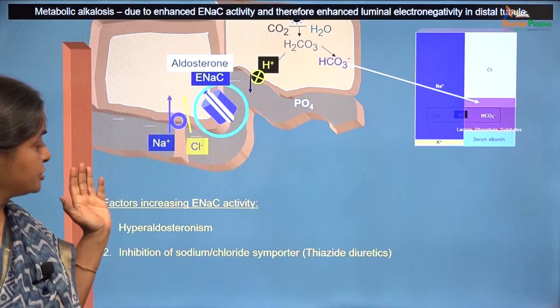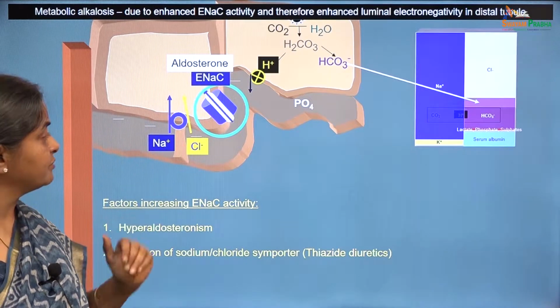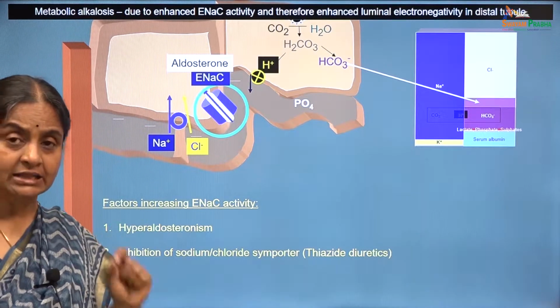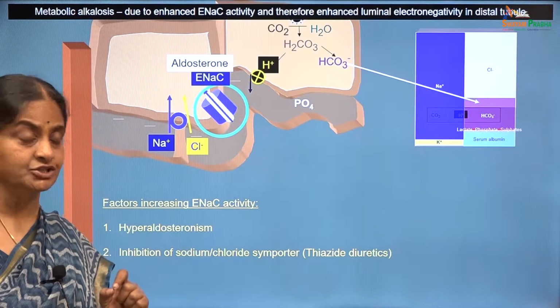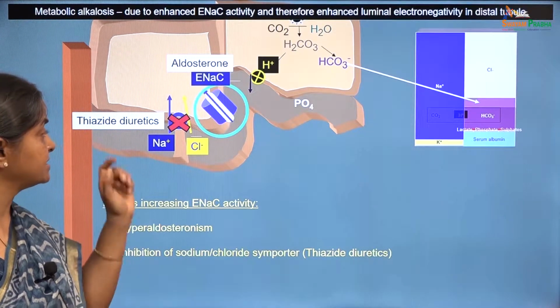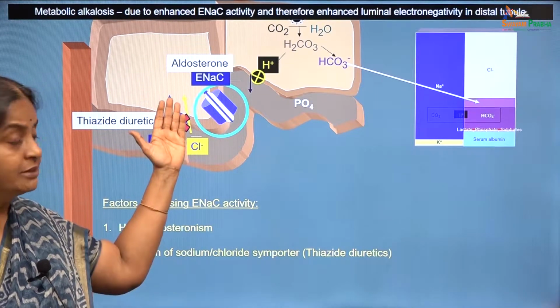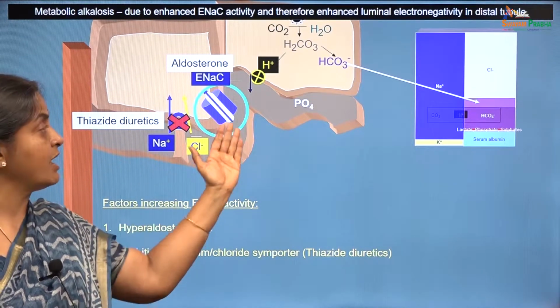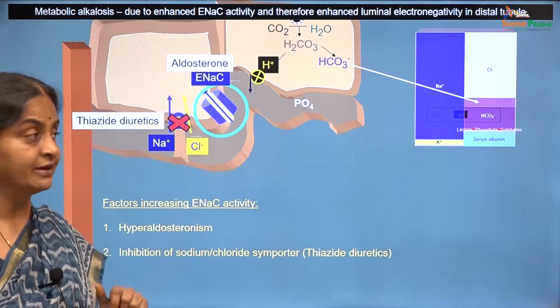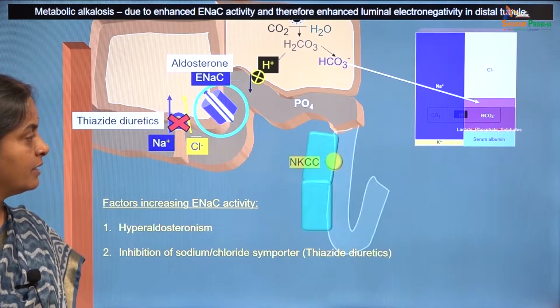The second cause is inhibition of the sodium chloride symporter, which is the other sodium reabsorbing protein in the distal tubule. It can be inhibited by thiazide diuretics, and when that happens, the sodium that is normally reabsorbed by this protein will now have to go through the epithelial sodium channel, and that can cause metabolic alkalosis.